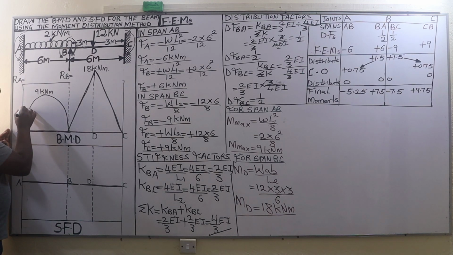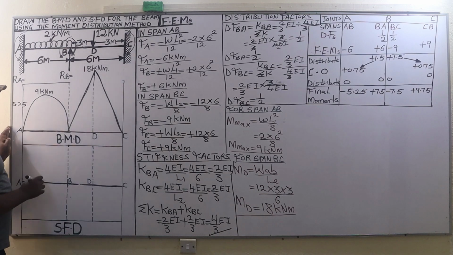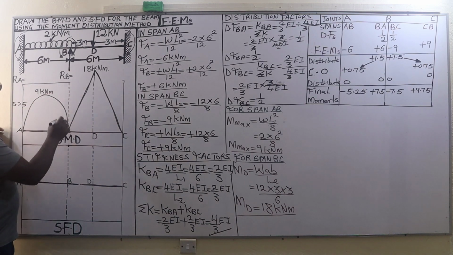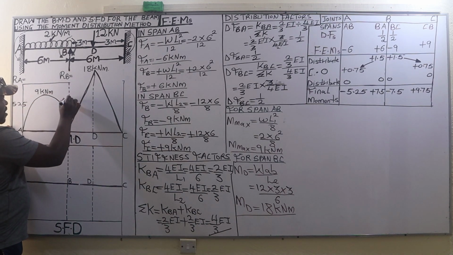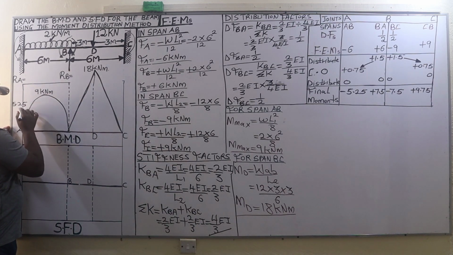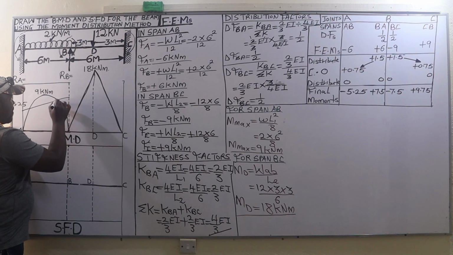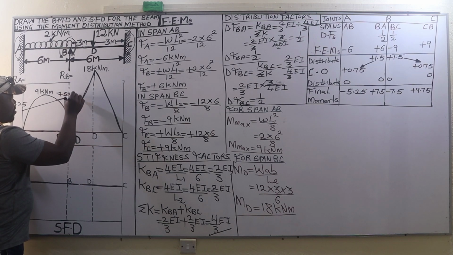5.25, let's say, is at that point. So here we have 5.25 kilonewton meters. Then at B, we have 7.5. So 7.5, let's say it's there. So we are going to join this 5.25 with this 7.5 kilonewton meters. So here we got 7.5 kilonewton meters.